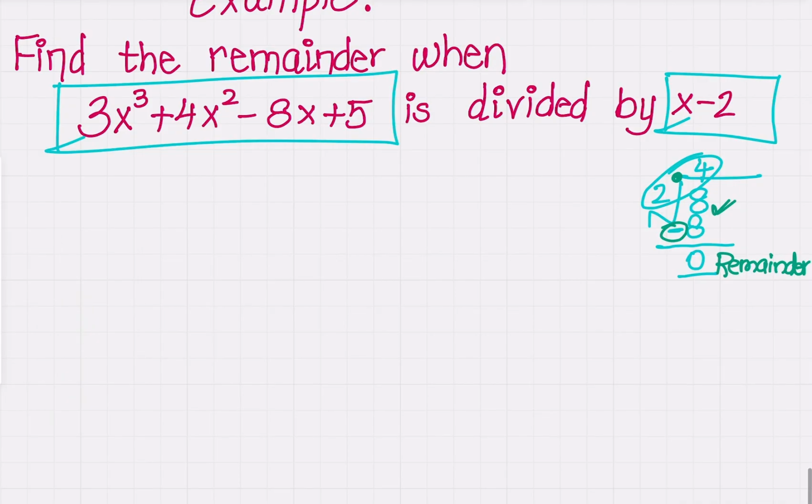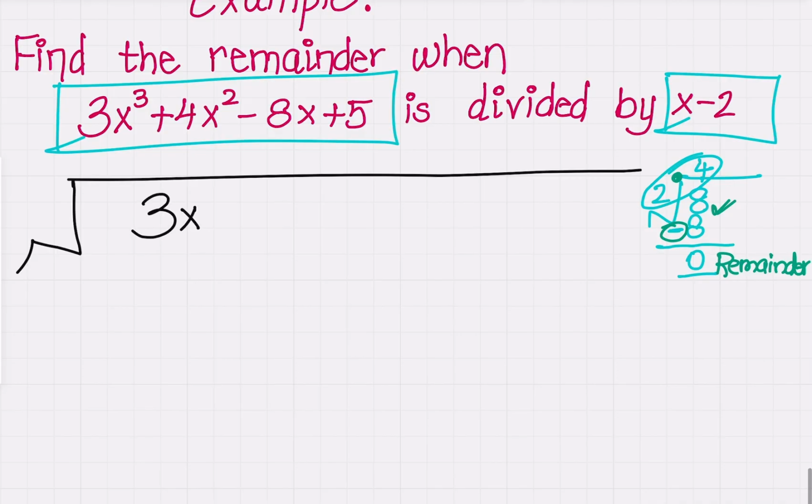So let us now first set up our question. What do I mean by setup? By setup, I mean that my longer polynomial will go inside the division sign.